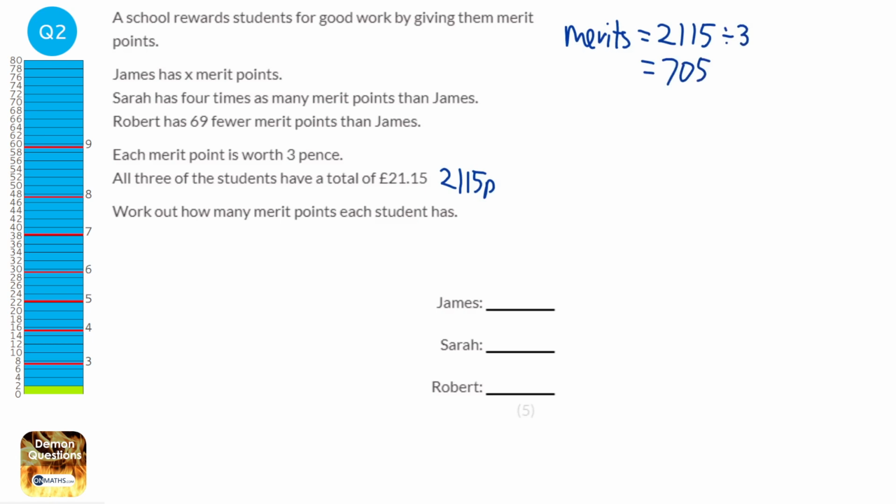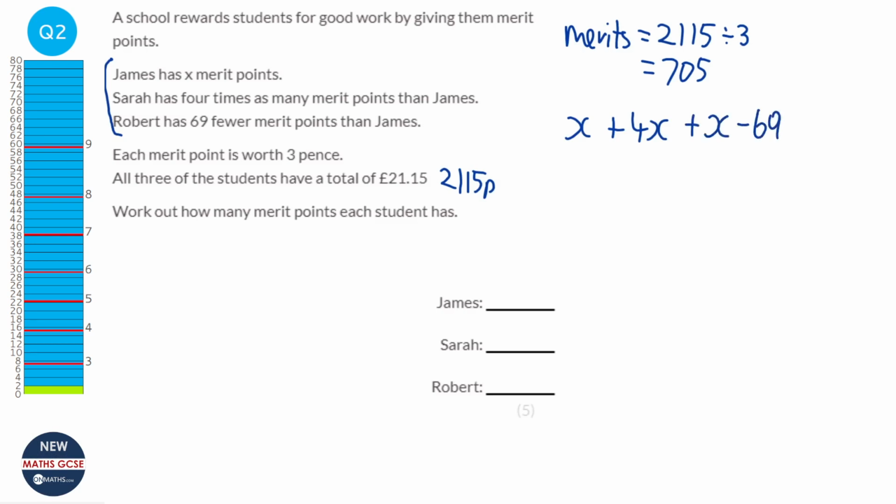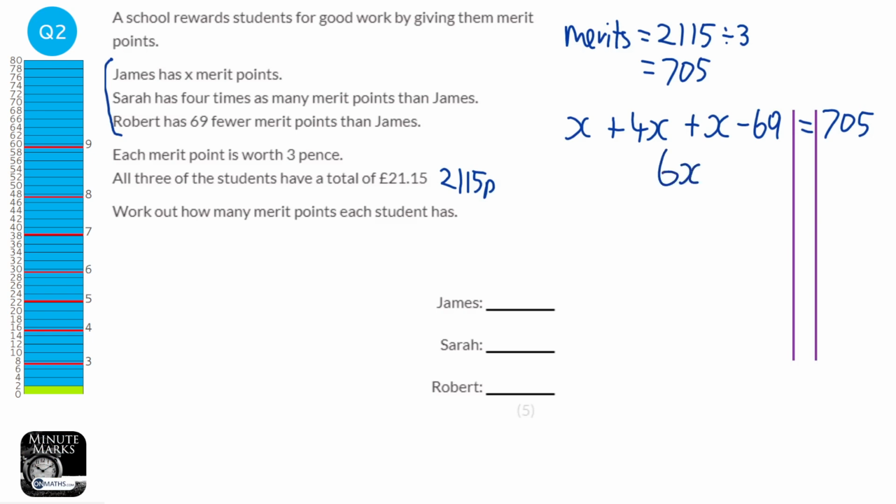Next, have a look at the question here, this part here, where it says James has X merit points. Sarah has 4 times as many points as James, so she's going to have 4X. Robert has 69 fewer merit points than James, so he's going to have X minus 69. And we know that that equals 705 because we've just worked that out. And this feels like a solving coming on. So we've got x plus 4x plus x, which is 6x, minus 69 equals 705. And we're going to add 69 to both sides.